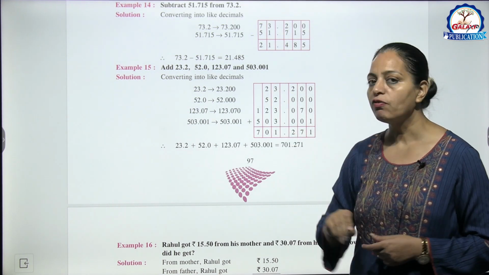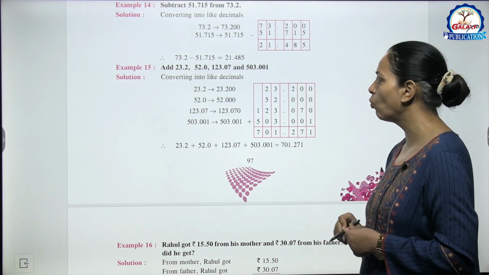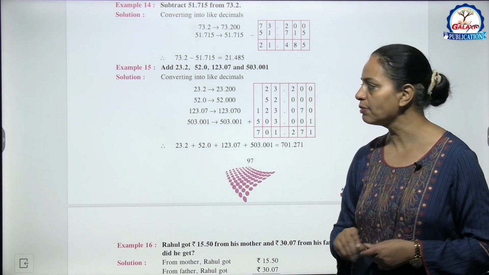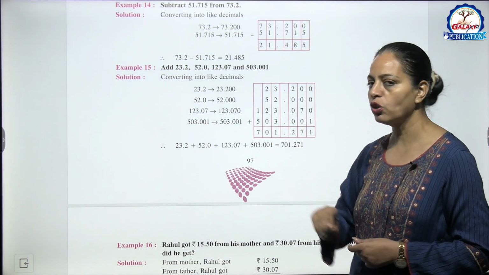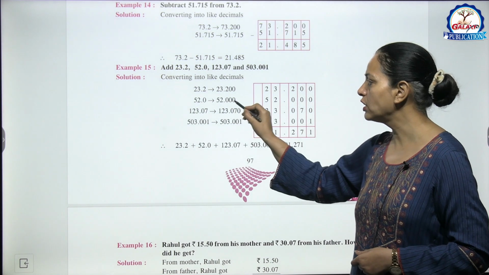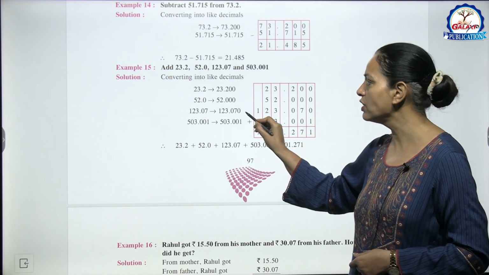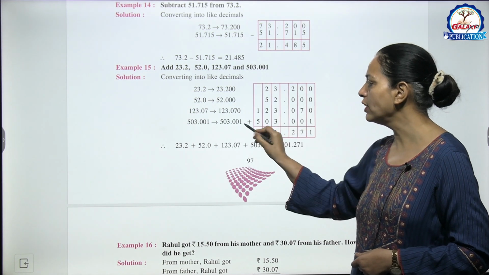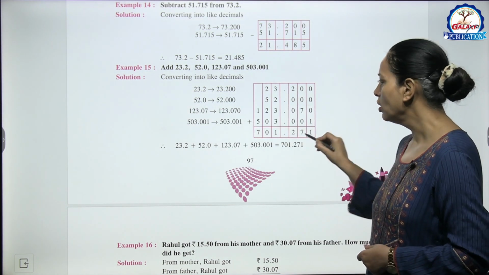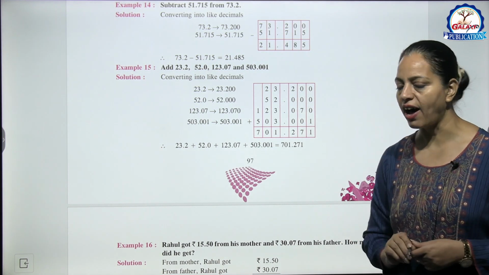Example 15, add 23.2, 52.0, 123.07 and 503.001. Convert into like decimals. 23.200, 52.000, 123.070, 503.001. Add all. So we are getting this answer.